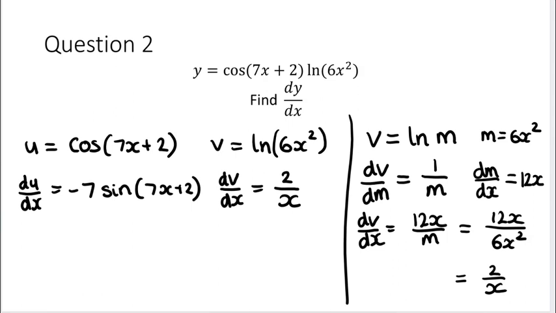And now applying the product rule, what I need to do is take my first function, which is cos 7x plus 2, and multiply it by the derivative of the second function. So I'm going to do 2 over x times cos 7x plus 2.